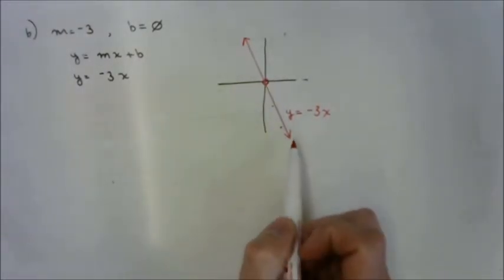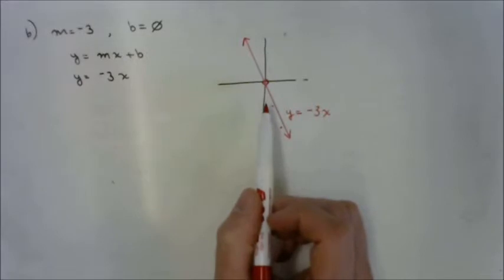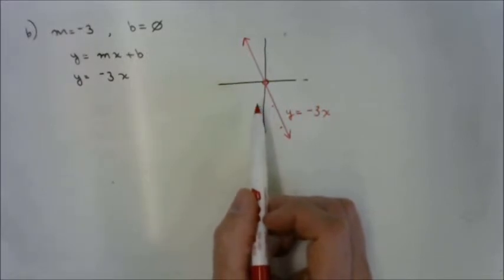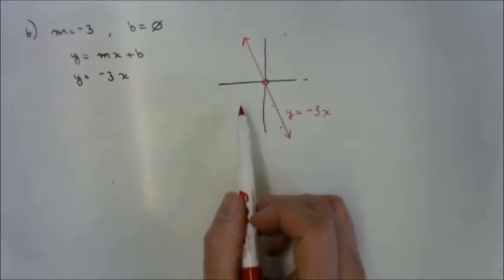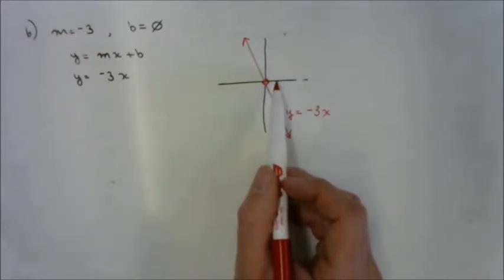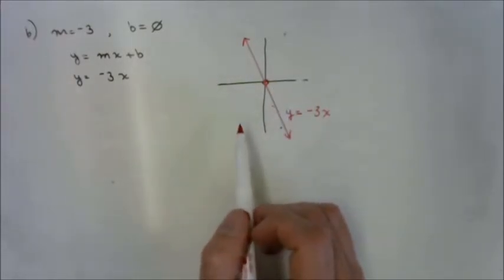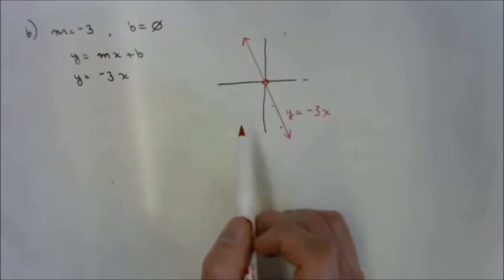Is this partial variation or direct variation? Direct variation, because it goes through 0, 0. And the slope is negative 3, or the constant of variation is negative 3. So whatever happens to x, you're going to multiply it by negative 3 and you'll get y. You could find out what y is when x is 4. Just put 4 in here.